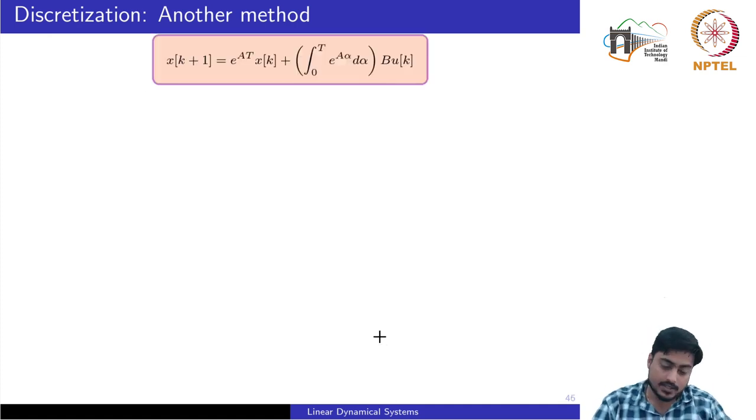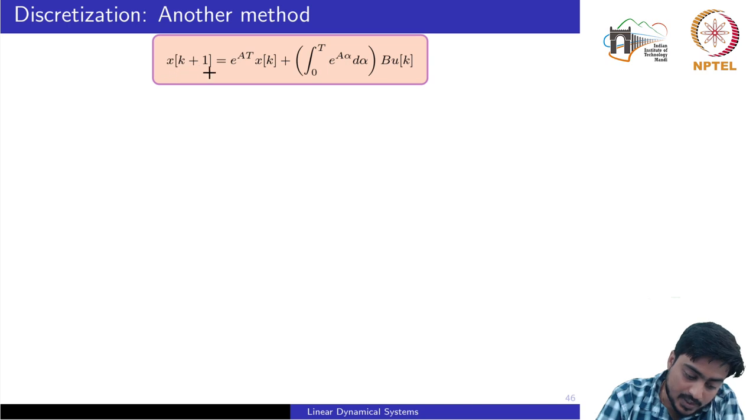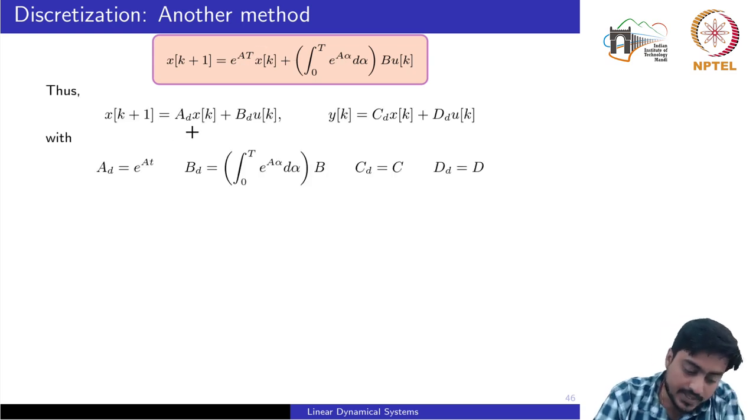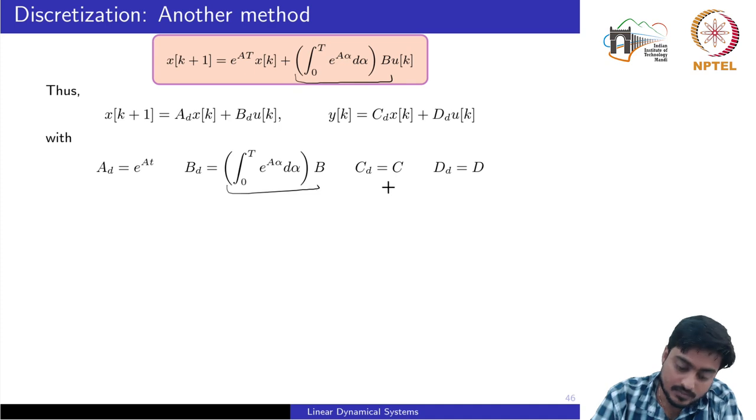Let's see in the next slide. We have xk plus 1 is equal to e to the power at xk plus this one, which I can write into the discrete time state equation as AD, BD, CD and DD, where AD is now equal to e to the power at and BD is this whole expression. The C and D matrices do not change.